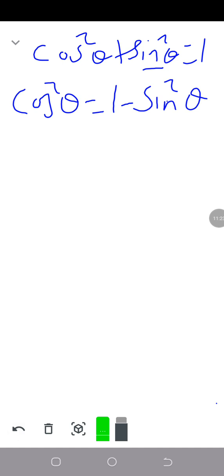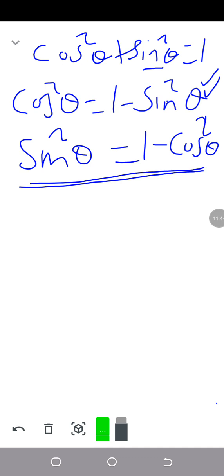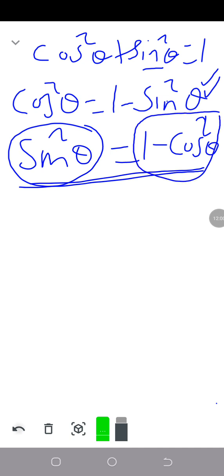Then, that is one way. We can also make sine squared theta the subject, meaning that cos will cross the equal sign and it becomes a minus cos squared theta. So this one is also an identity in trigonometry that learners must understand. So you can represent sine squared theta with 1 minus cos squared theta.